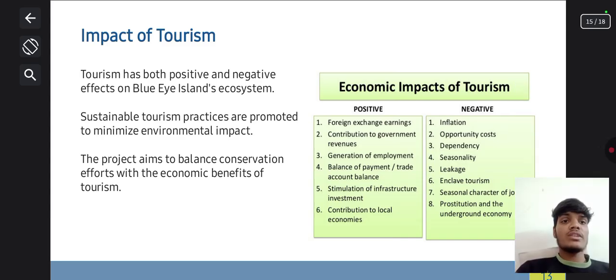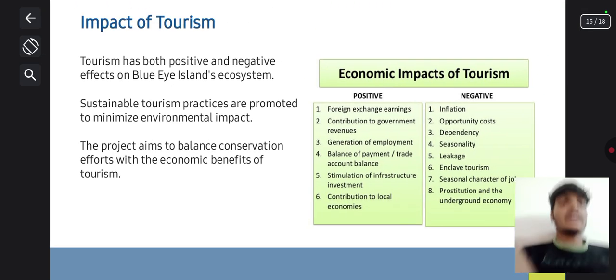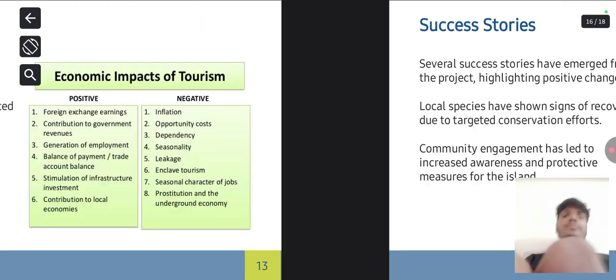Economic impacts of tourism, positive and negative. Foreign exchange earnings and inflation. Contribution to government revenues and generation of employment, balance of payments, trade account balance, stimulation of infrastructure investment, contribution to local economies. These are the positives for economic impacts, but there are also negative impacts: inflation and opportunity cost, dependency, seasonality, leakage and enclave tourism, seasonal character of jobs, and prostitution and the underground economy.